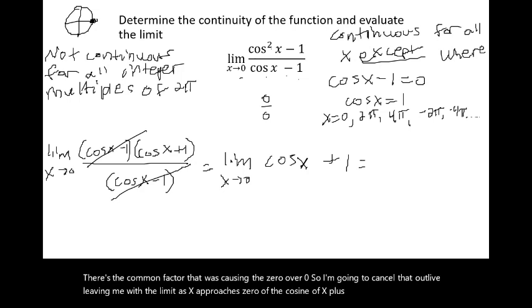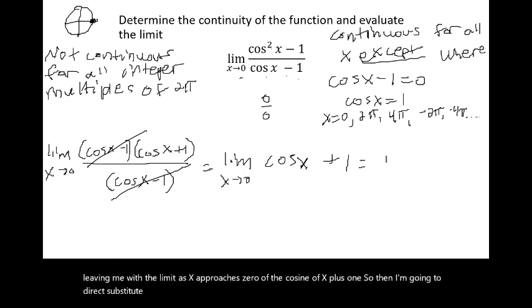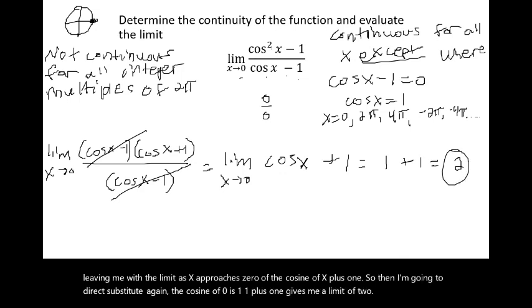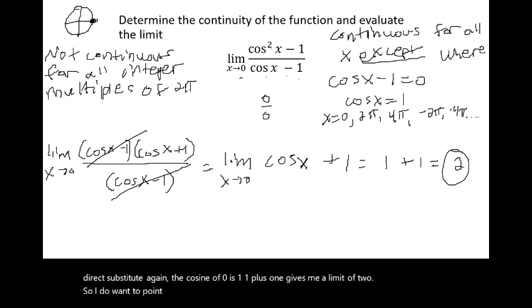So then I'm going to direct substitute again. The cosine of 0 is 1. 1 plus 1 gives me a limit of 2. So I do want to point out, yes, the limit existed. Yes, we got the real number 2. But this is still a point of discontinuity because the function is still undefined at 0.